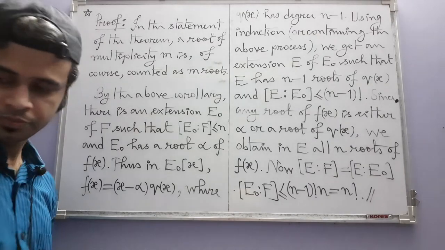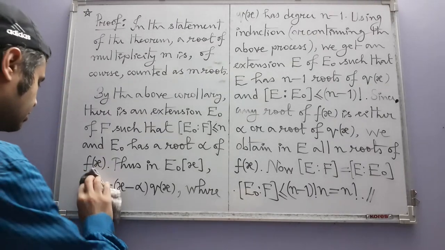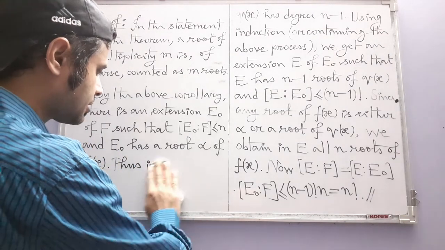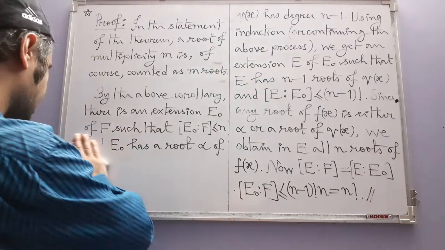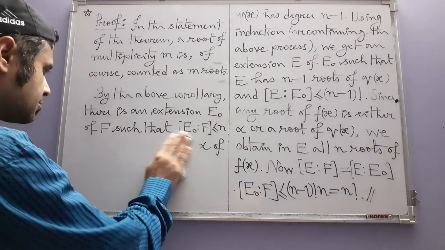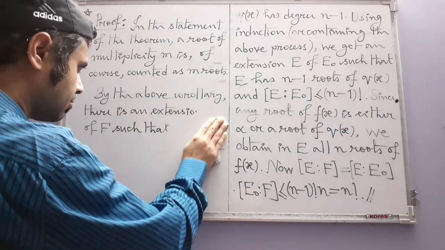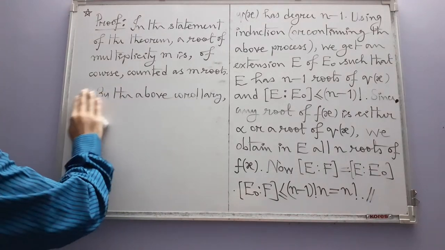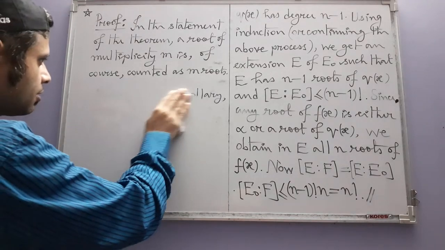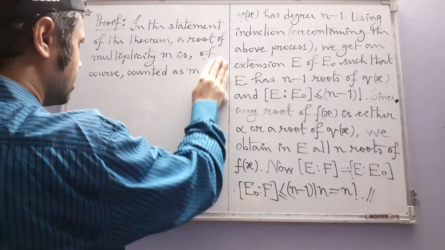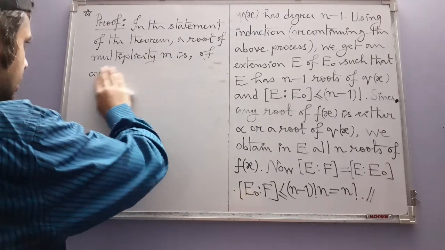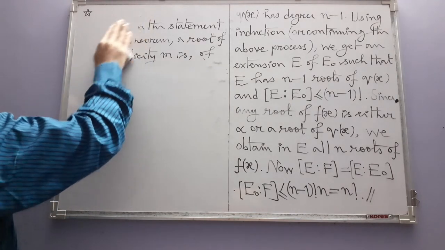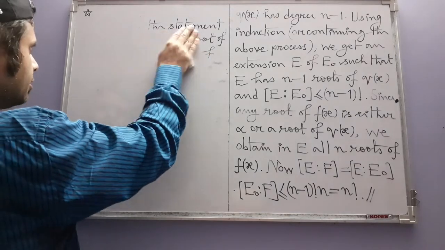Okay, so what does the theorem say? The theorem says that if we have a polynomial f(x) over some field F whose degree is at least 1, then there exists an extension of our field F that has all the n roots of the polynomial f(x), where n is the degree of the polynomial, and such that the extension is an extension of degree at most n factorial over our base field F.